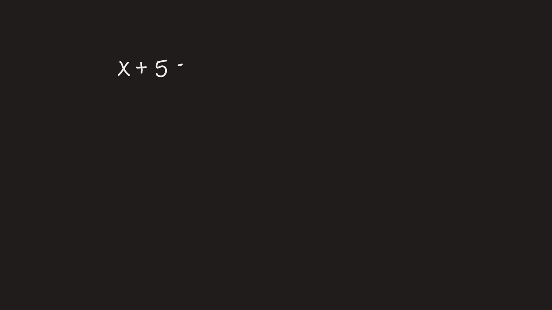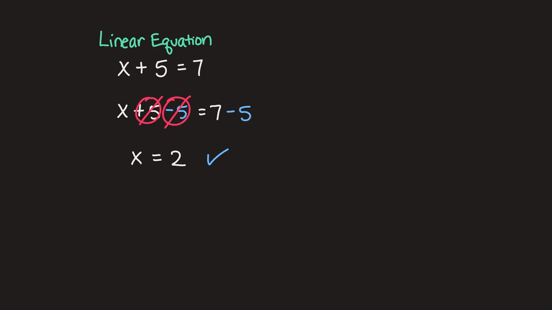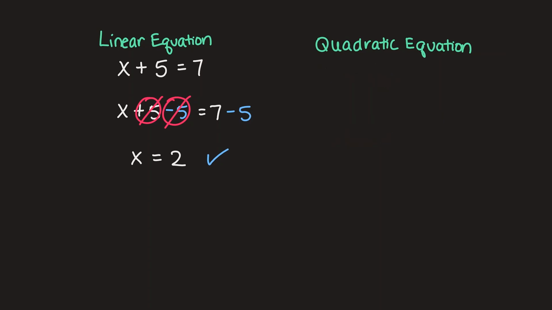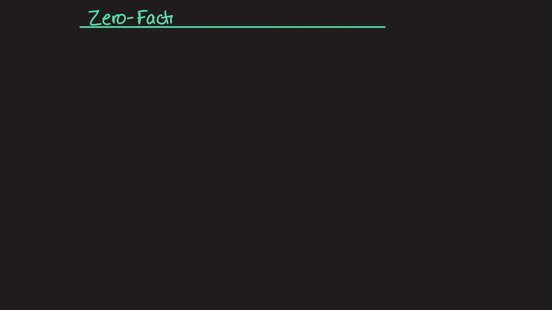And normally when we solve a linear equation with a degree of 1, like x plus 5 equals 7, we would have to isolate the x on one side. However, this will be difficult to do with the higher degree equations, like x squared plus 5x plus 6 equals 0. We won't be able to isolate the x variable here. We will have to use a different method instead, and one way is by making use of factoring and the zero factor property.